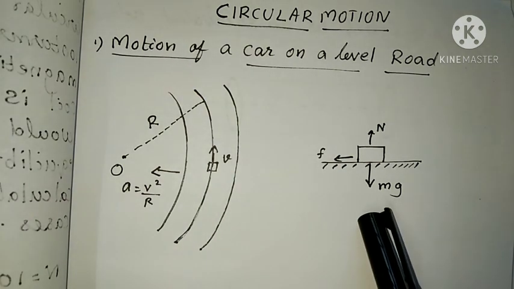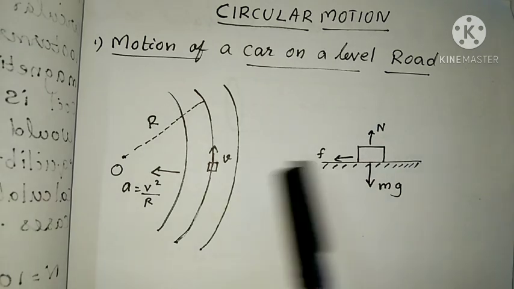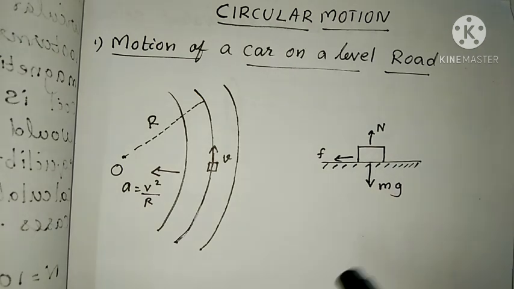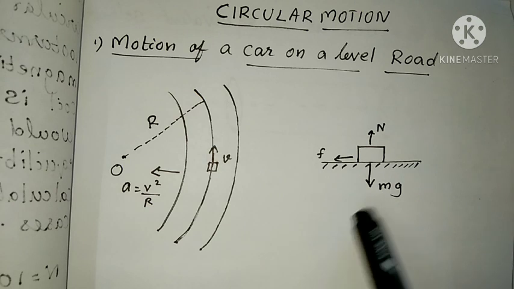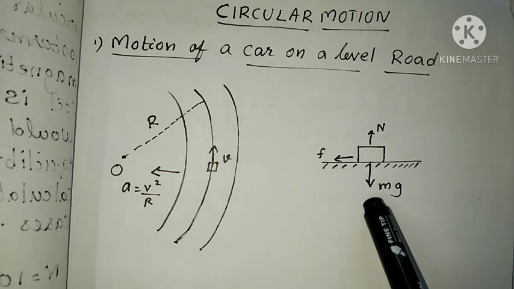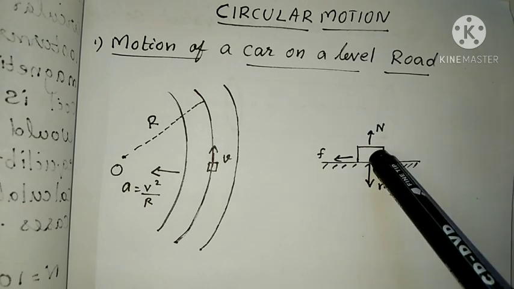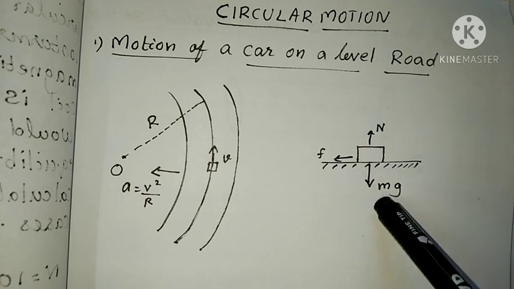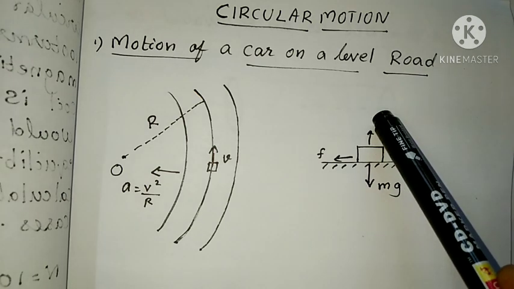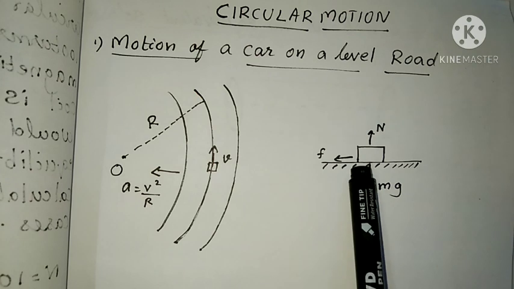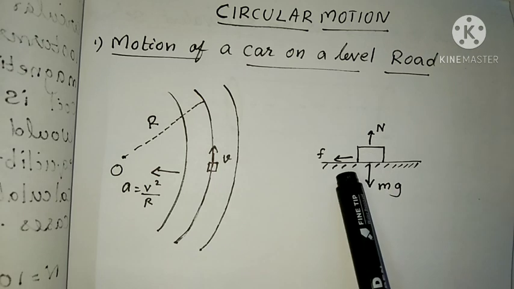So here I am drawing a free body diagram. Here it represents the car and the road is represented here. There are three forces acting on this car. What are the three forces? One is the weight of the car, mg, acting downwards, the second one is the normal reaction in the upward direction, and the third one is the frictional force between the tires of the car and the road.